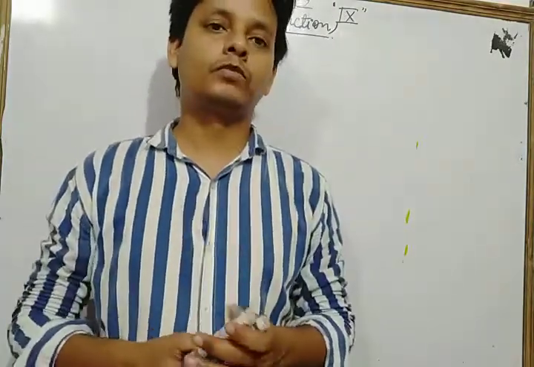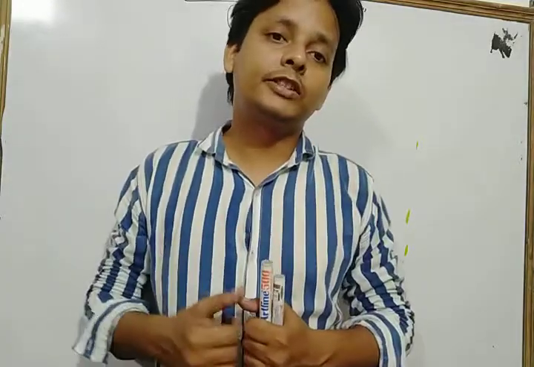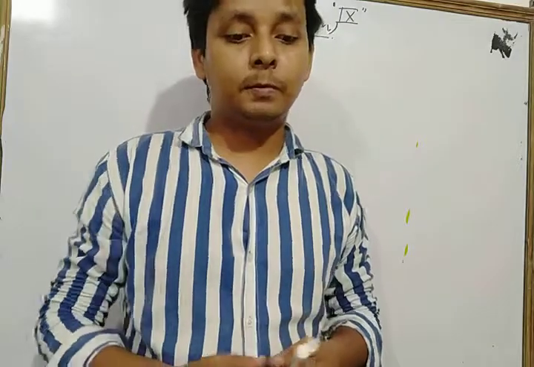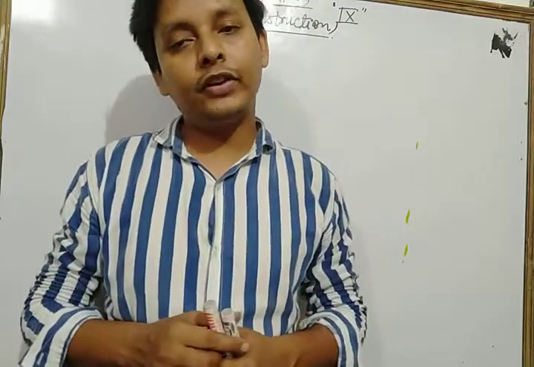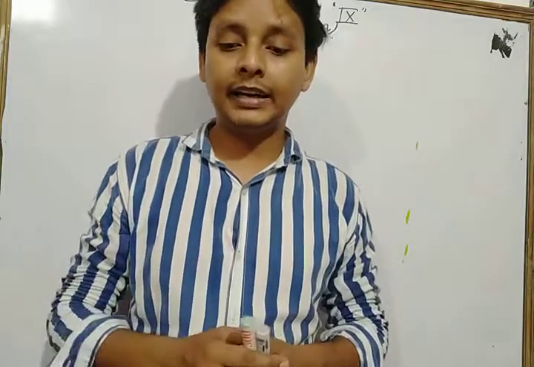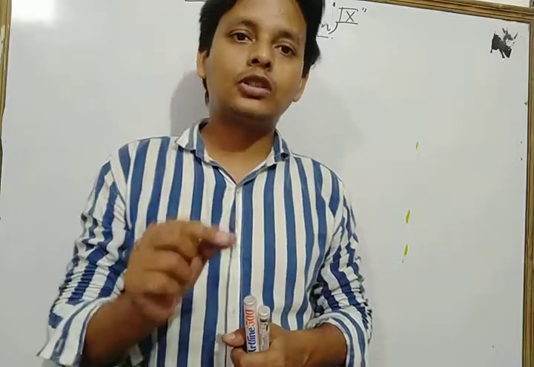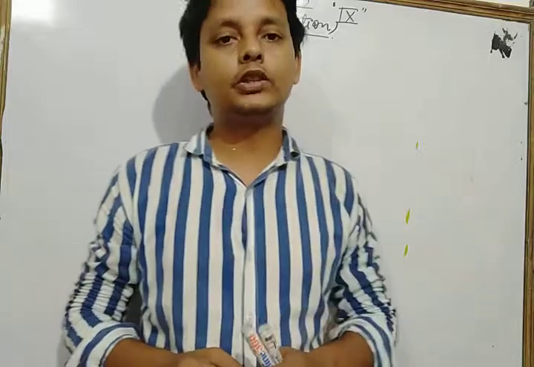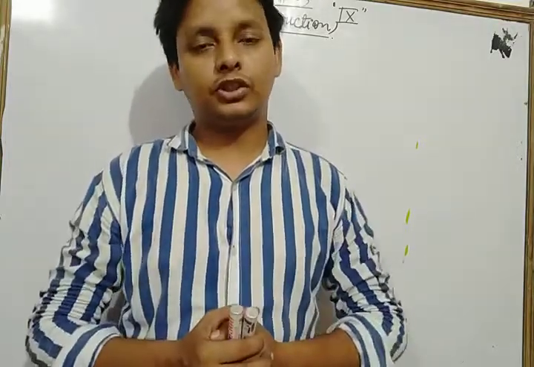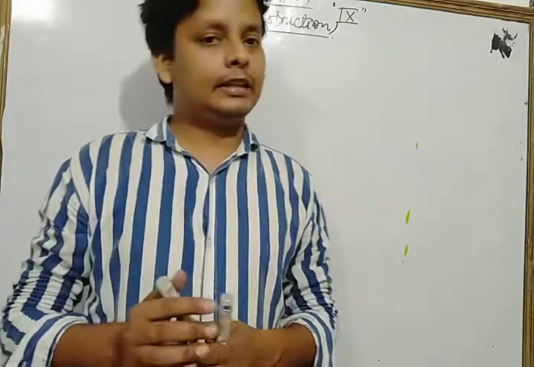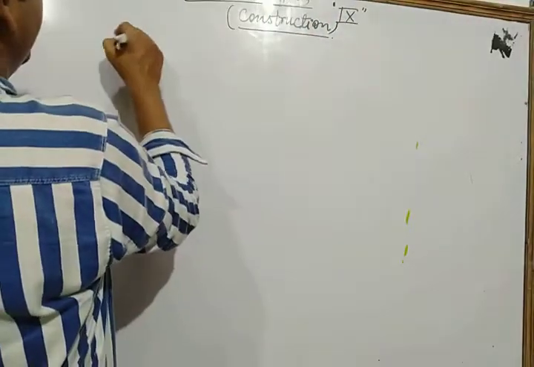Dear students, today we discuss the last topic of that chapter, which is the construction of a triangle when its base, the difference of the other two sides and one base angle are given. This is the last topic of that chapter. So dear students, today we complete the chapter Construction. Okay, so let's see the last topic of that chapter.